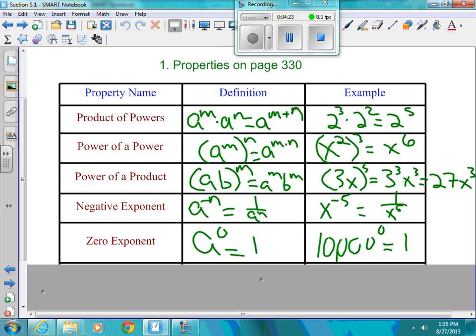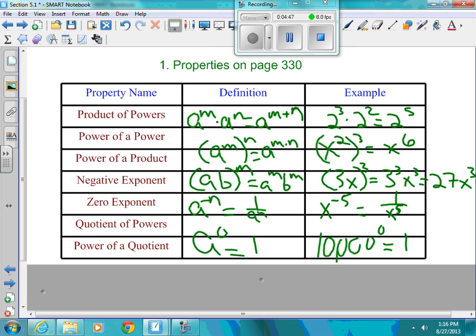The negative exponent flip-flops the base from where it was to either the top or the bottom, depending on where it starts. So for instance, x to the negative 5 is a negative exponent, so it flips to the bottom and becomes 1 over x to the 5th.